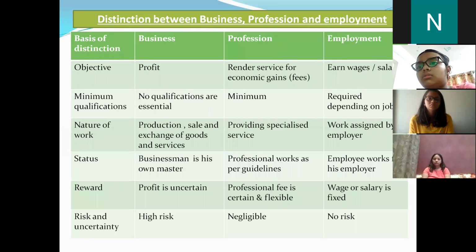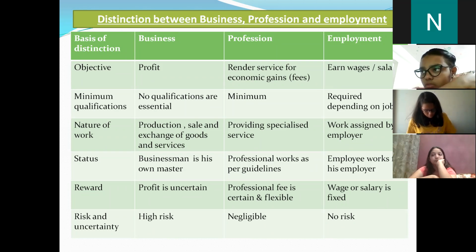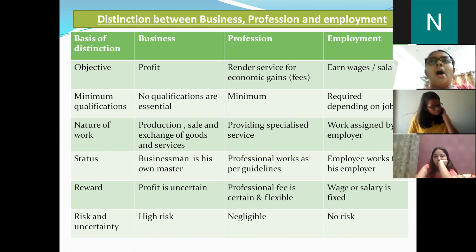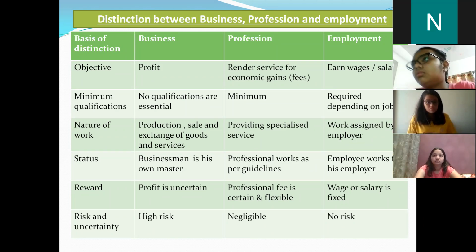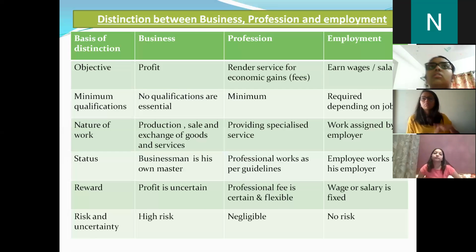Now, the next point of distinction is reward. In business, the result is profit, but profit is uncertain. We are not sure whether the business will earn profit or loss. So it is uncertain. In case of profession, the professional gets fees for it, and the fees is certain. That means if he's rendering service, he will definitely get fees, and it is flexible. Flexible means the fees can be changed as per the requirement of the professional. If he wants to increase the fees, he can do so.